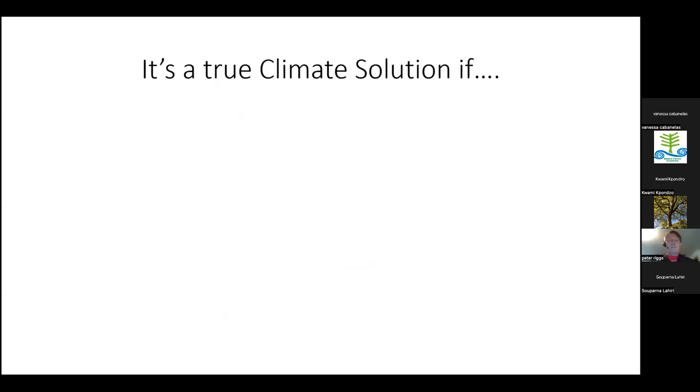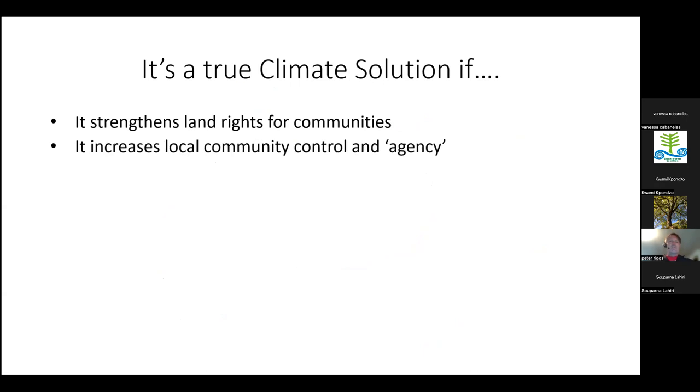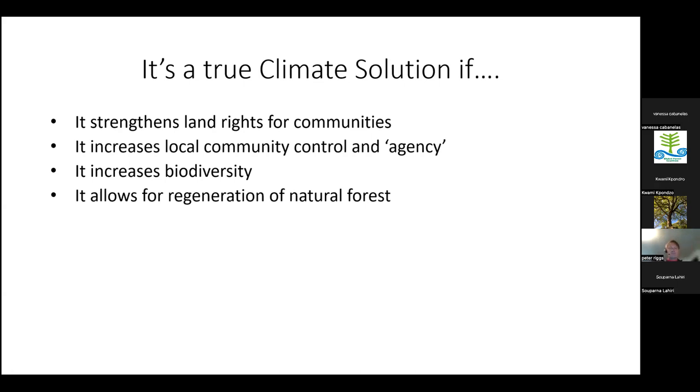In Clara's view, it's a true climate solution if it strengthens land rights for communities, if the climate solution increases local community control and agency, meaning the ability to act for social good. It's a true climate solution if it increases biodiversity. Here we come back to the JMA, the Joint Mitigation Adaptation, which also includes increases in biodiversity. It's a true solution if it allows regeneration of natural forest. And finally, and probably most importantly, it's a true solution if it protects and expands livelihood opportunities.